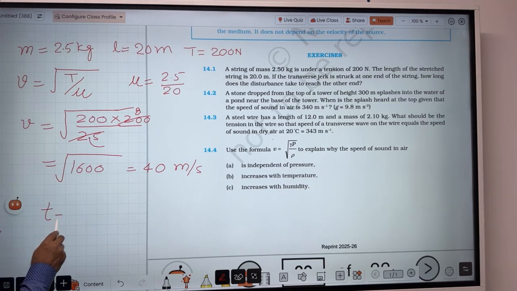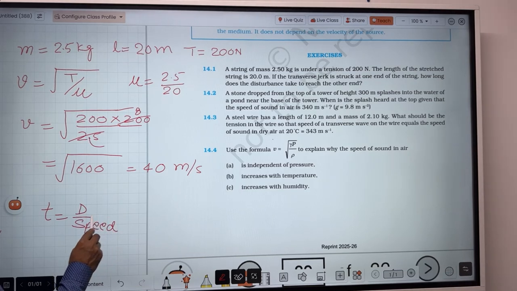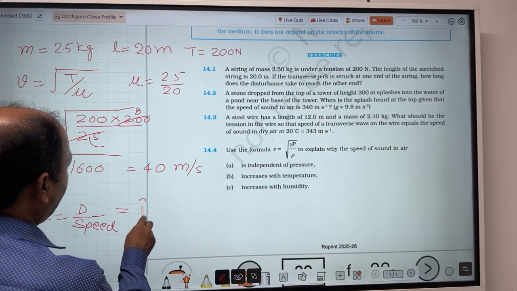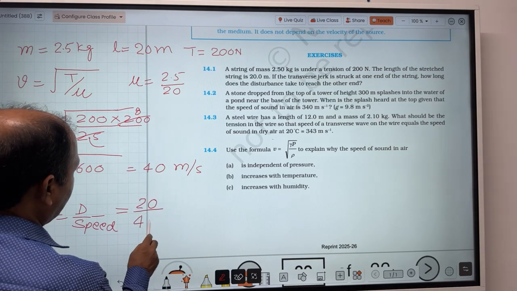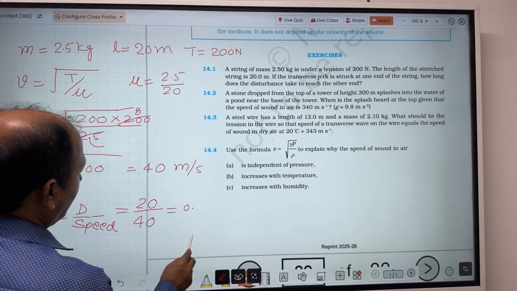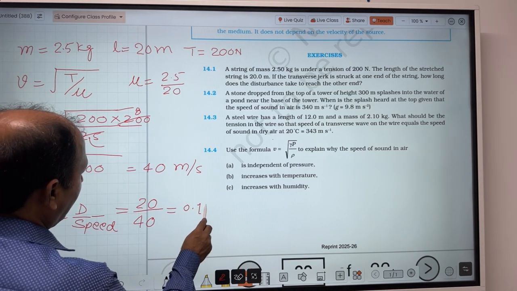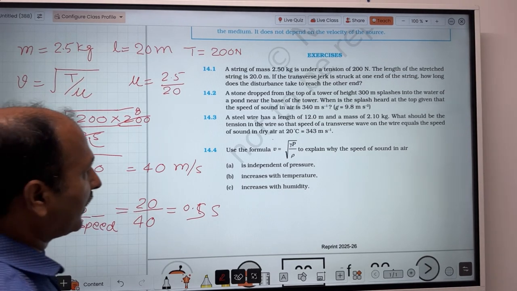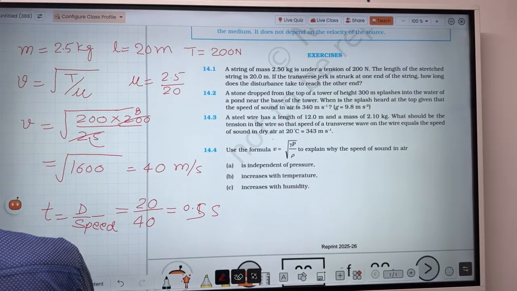Now we need time. So time equal to distance upon speed. Right. So distance is 20 meter and the speed is 40 meter per second. So this will give 0.5 second. Now, this question is clear. Let's see the second question.